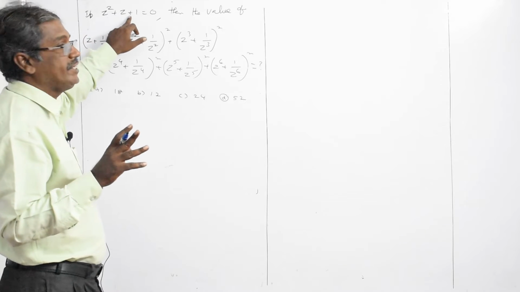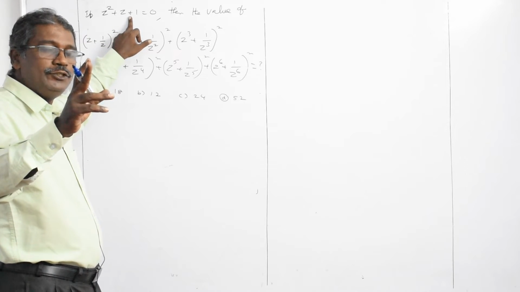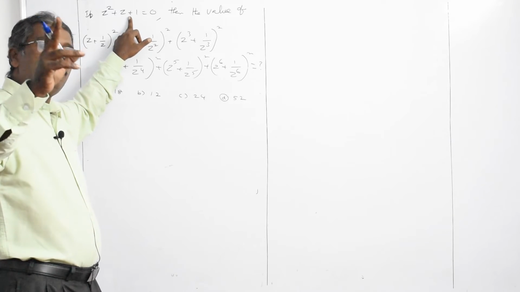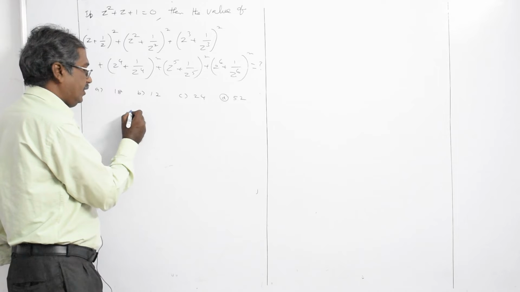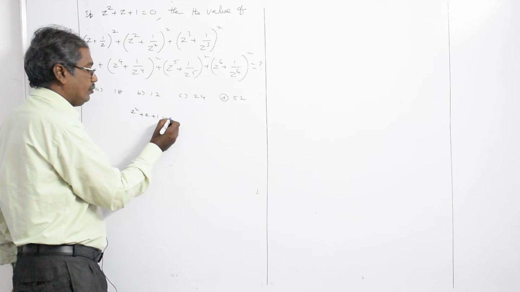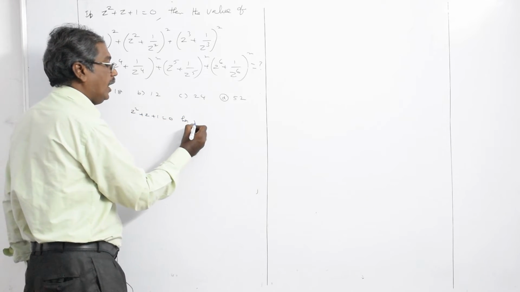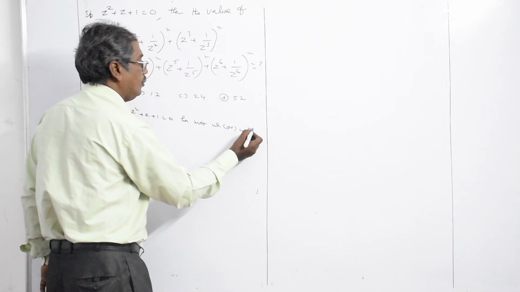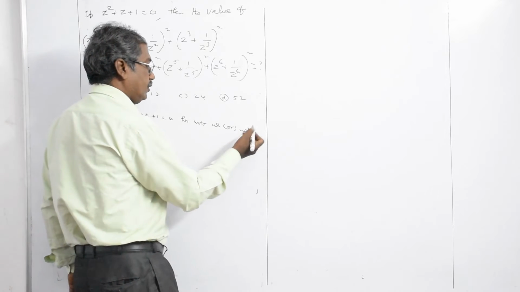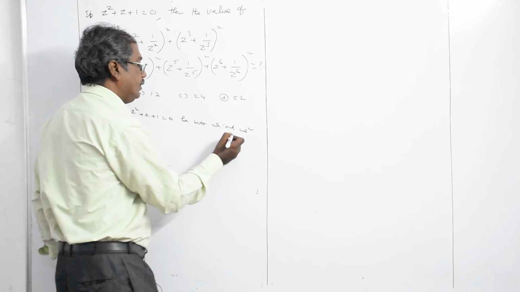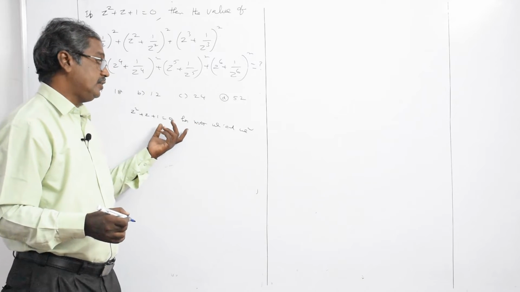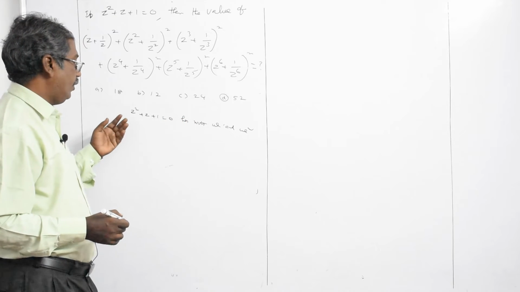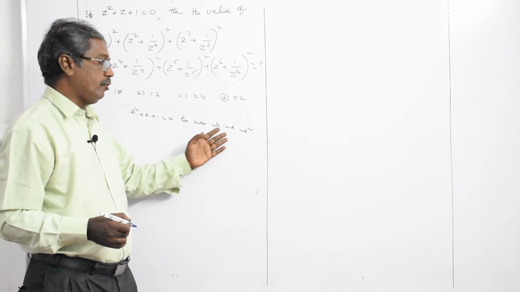We already know this equation z square plus z plus 1 equal to 0 is one of the cube roots equations. We know already this equation z square plus z plus 1 equal to 0 has roots omega and omega square. We have solved this problem just 20 minutes before. The values of the roots of this equation are omega and omega square.